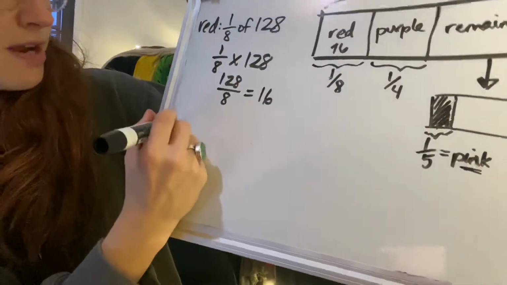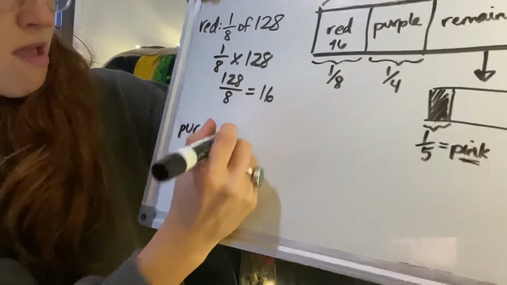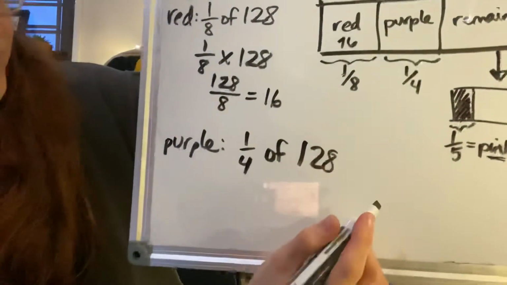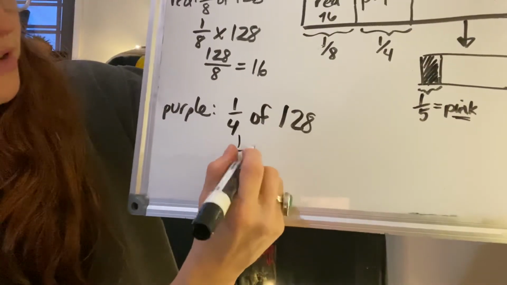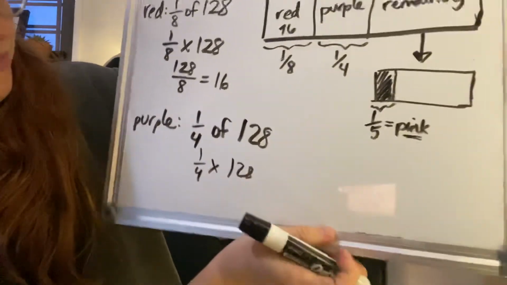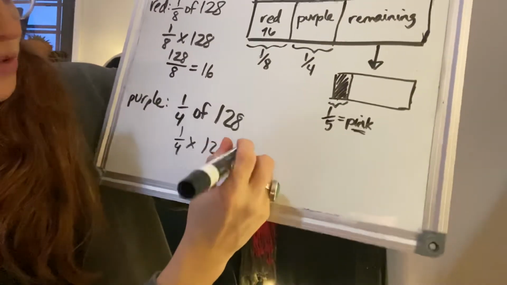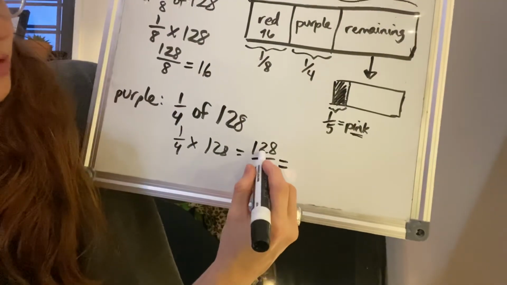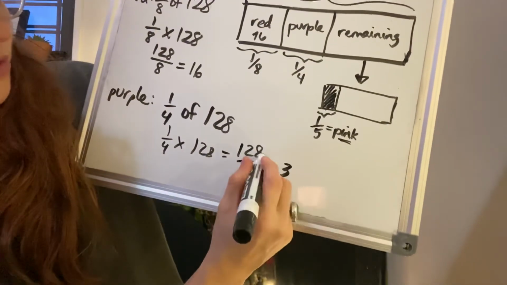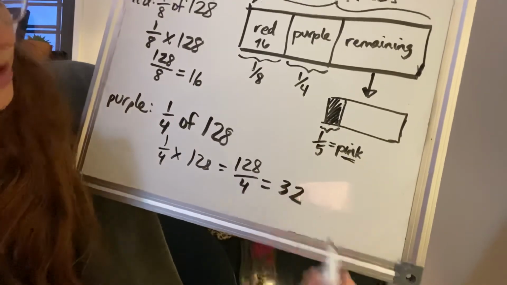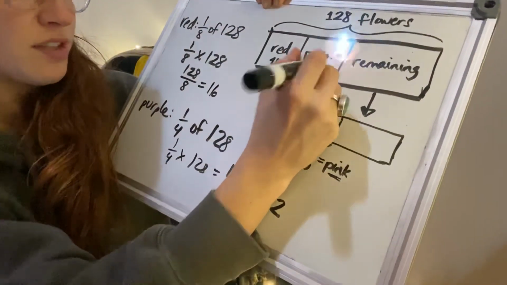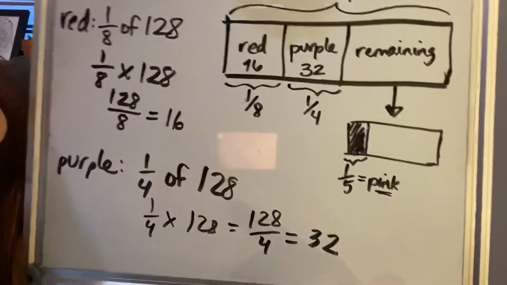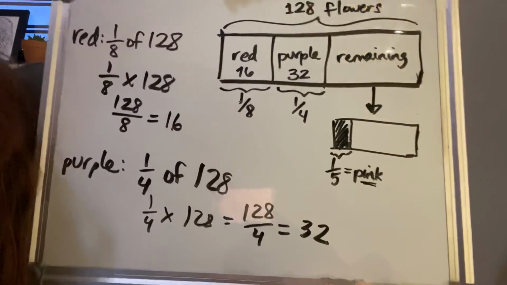1/4 of 128. So that's 1/4 times 128, which is 128 over 4. Let's see, 4 goes into 12, 3, and then 4 goes into the 8, 2, 32. So purple is 32 flowers. So now let's look at this and think about, okay, how do I use that information to find my remaining flowers?